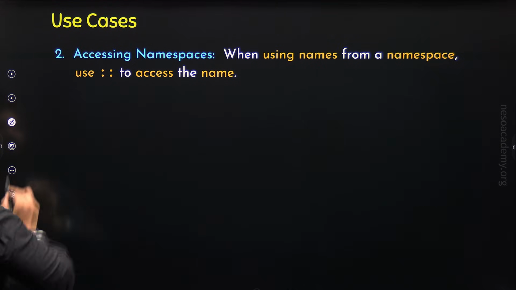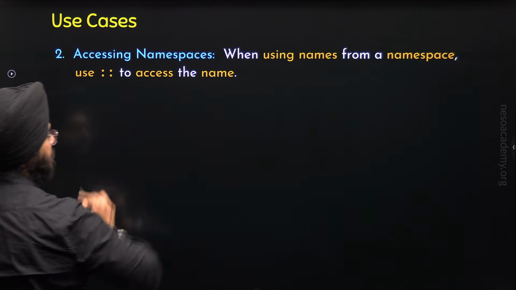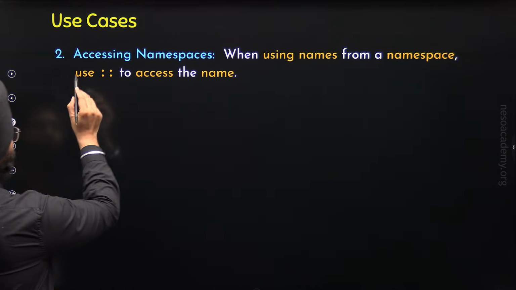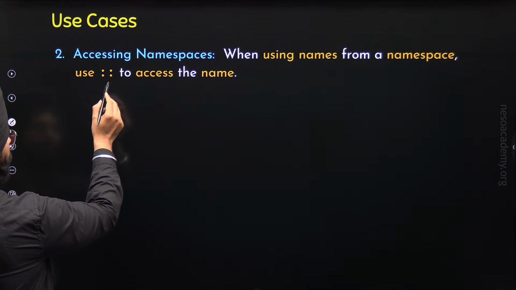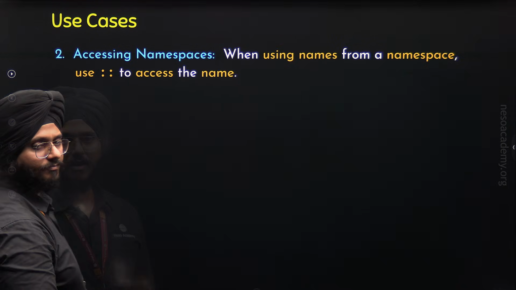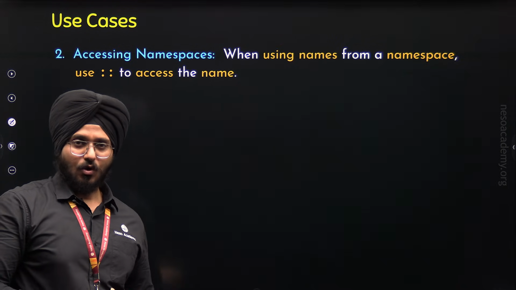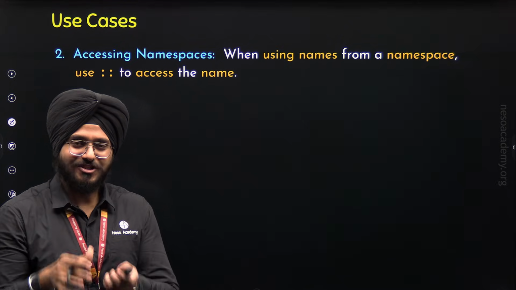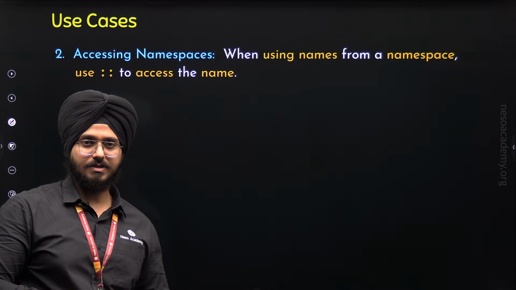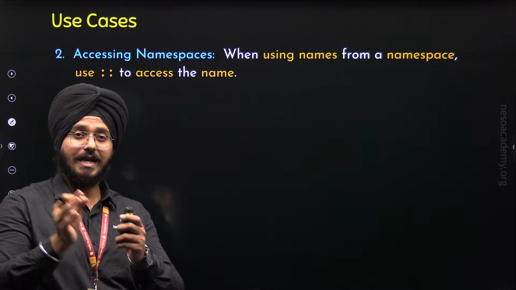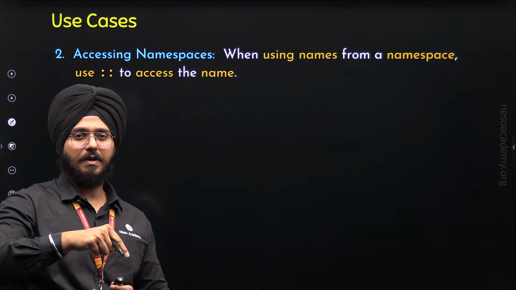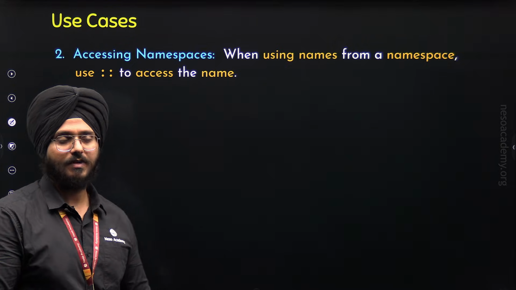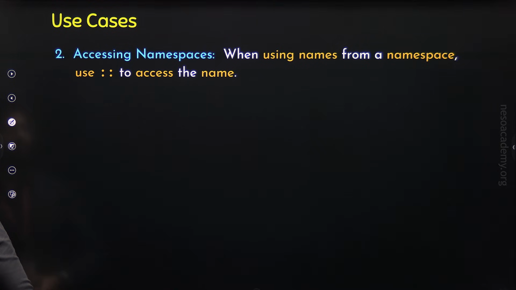The second use case is accessing namespaces. When using names from a namespace, use the scope resolution operator to access the name. As I have mentioned this already, if some name or an entity is defined within a namespace, and if we want to access that entity outside the namespace, then we need to use the scope resolution operator. Here is the example to demonstrate the same.